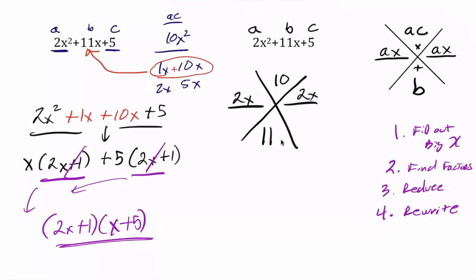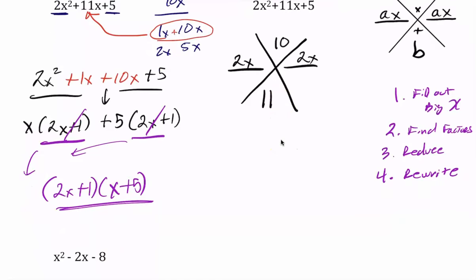So we did them over there, but let's do it over here, separately. So here's 10, and I've got to find my factors of 10. So that's 1 and 10, and 2 and 5. Right, the two numbers that multiply to get 10, and we want to add them up to see which one gets us 11, and that'll be 1 and 10. So my steps: I filled out the big X, and I found the factors that multiply to get 10 but add to get 11.